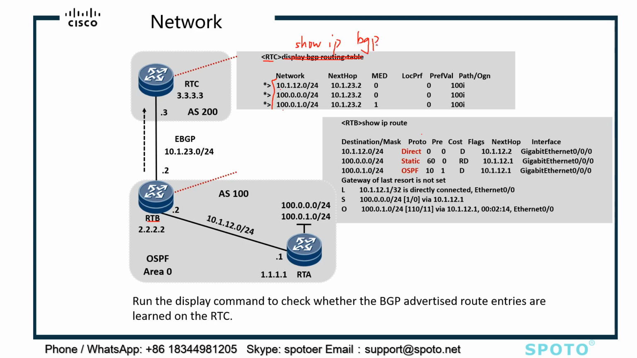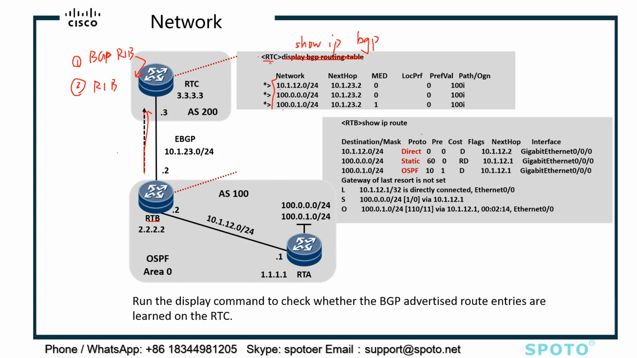We can use this command to check the BGP routing table. We need to know that the BGP routing table is just like the LSDB of the link state protocol. So when RTB sends this route to RTC, at first RTC will save the BGP route into the BGP routing table, and next, if this route is best and valid, RTC will put this BGP route into its normal routing table.